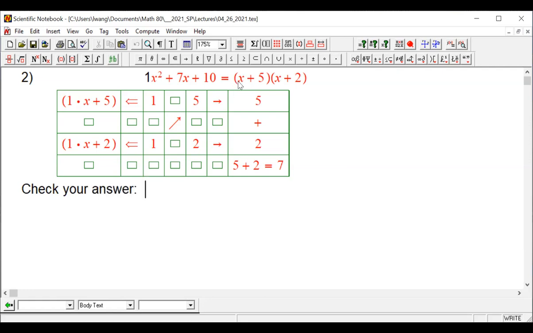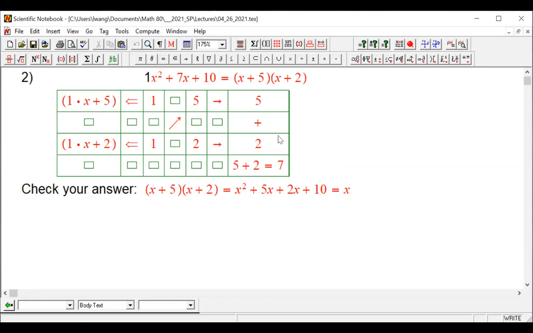It can be verified, so you can check your answer. When we check our answer, we just FOIL this product. You do x times x, and you get x squared. x times 5 is 5x. 2 times x is 2x, and 2 times 5 is 10. So in the end, we get x squared.